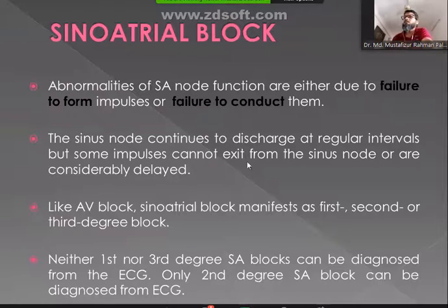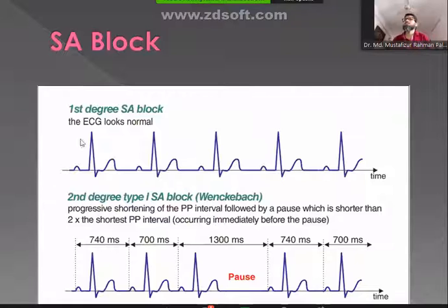Like AV block, sinoatrial block may be first degree, second degree, or third degree. Among them, first and third degree block cannot be diagnosed through the ECG. Only second degree SA block can be diagnosed from the ECG. The first degree SA block is a slowing of the impulse exiting the SA node, but it apparently looks normal on the ECG, so there is nothing to diagnose.